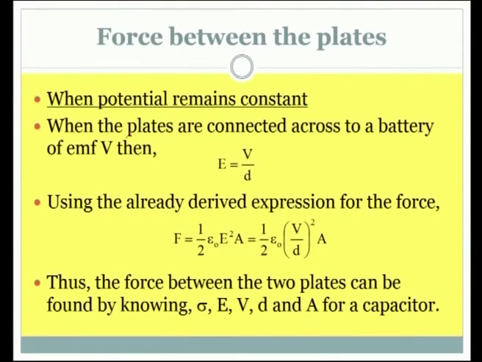Now, we go ahead to find the force when the potential remains constant. When the plates are connected across the battery, the electric field is given by this expression. So, in that case also we try to write it in terms of this. Thus, the force between the two plates can be found knowing sigma, E, V, d and A for the capacitor. Whatever the case, there is a force existing between the two plates. When there is a force, there is energy related to it. So, we will try to find an expression for the energy. All that we will be able to do in the following lectures.